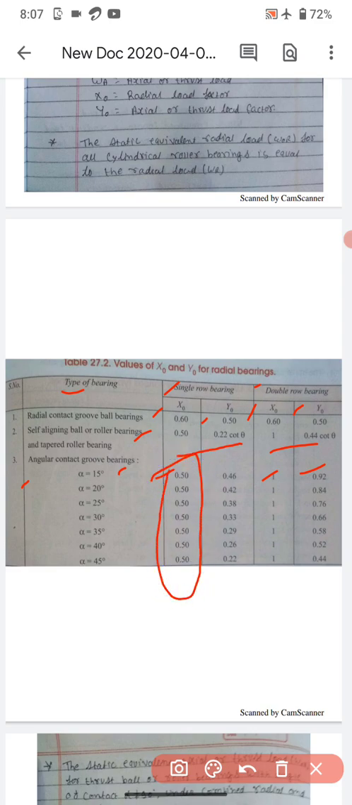You may notice that in all X naught, whether it is single row bearing or whether it is a double row bearing, the X naught value is same. For a single row, that is 0.50 for different angles, and in the double row bearing, it is 1 for the different angles. Okay.